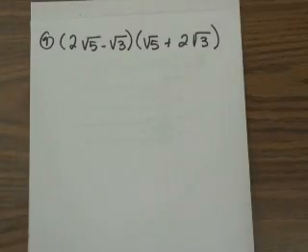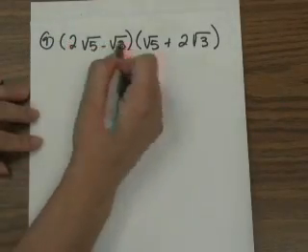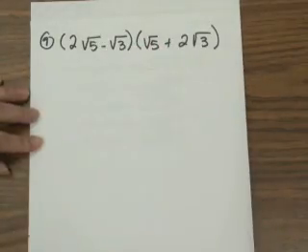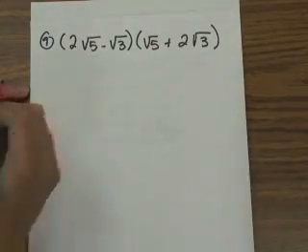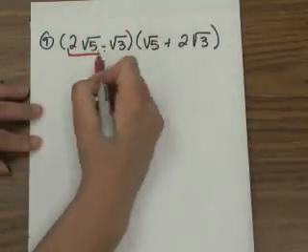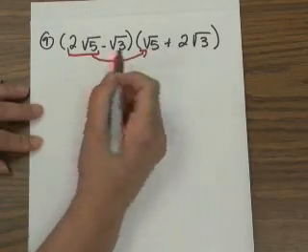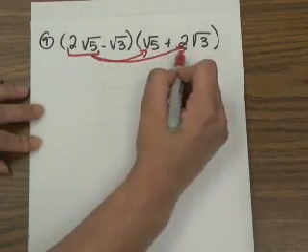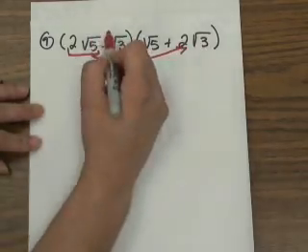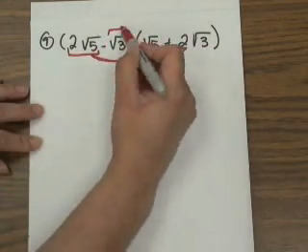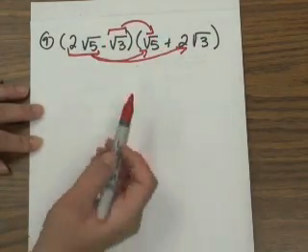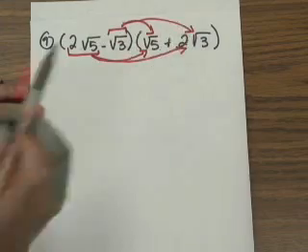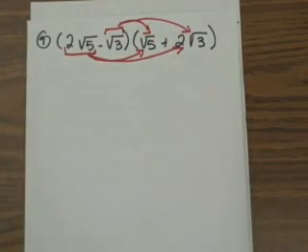In this problem, we need to make sure that both terms get multiplied by both terms in both sets of parentheses. So 2 square root of 5 is going to get multiplied by the square root of 5 and by 2 square root of 3. Negative square root of 3 is going to get multiplied by the square root of 5 and by 2 square root of 3. So first things first.